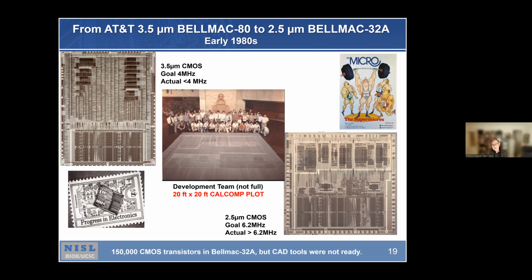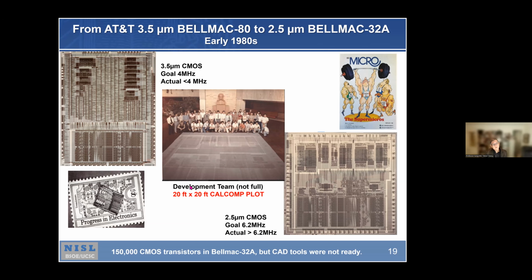This shows the layout of a Bellmac 32 with many, many improvements in terms of wire management and a more compact layout. And it was a huge success. The target was 6.2 megahertz, but it even ran at 8 megahertz, 9 megahertz, because the interconnect was much shorter.